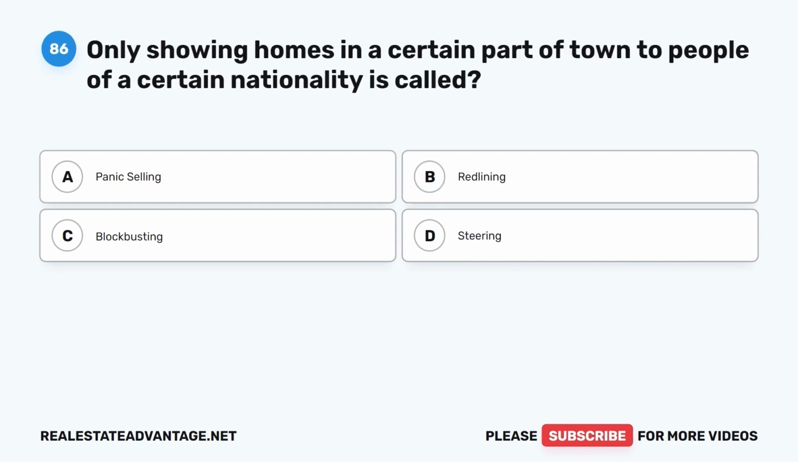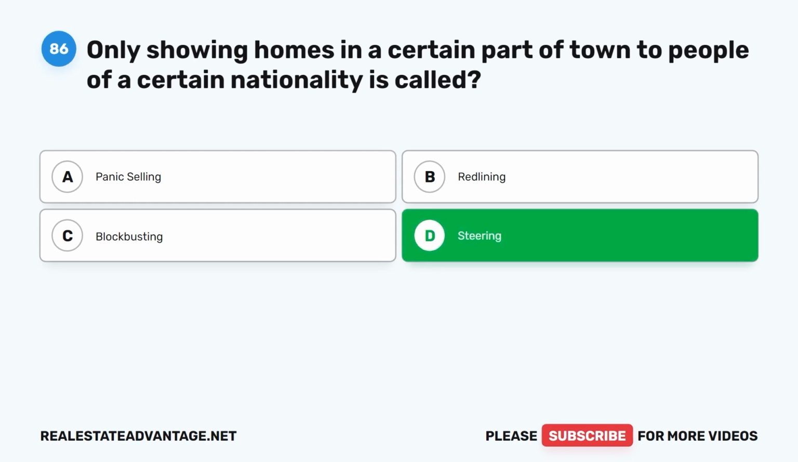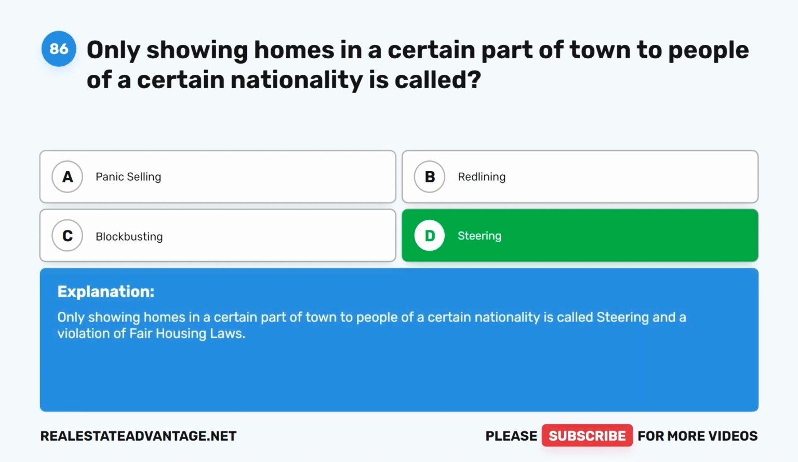Question 86. Only showing homes in a certain part of town to people of a certain nationality is called A. Panic selling. B. Redlining. C. Blockbusting. D. Steering. The correct answer is D. Steering. Only showing homes in a certain part of town to people of a certain nationality is called steering and a violation of fair housing laws.